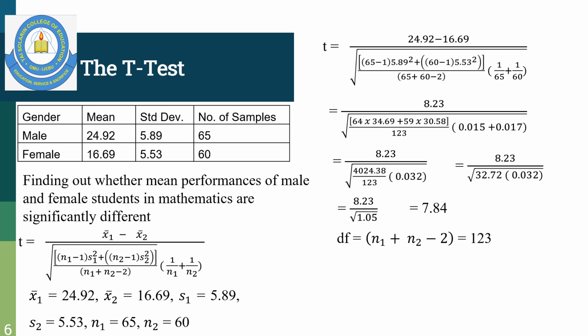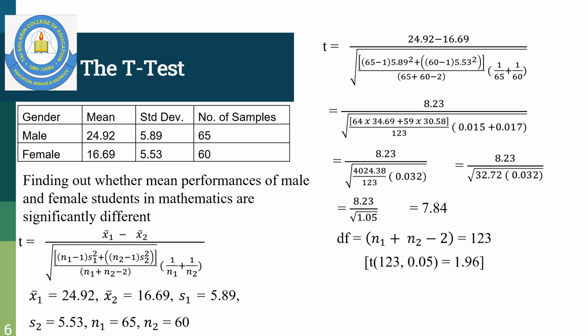7.84. So to check our table value, we have what we call degree of freedom. The degree of freedom is n1 plus n2 minus 2. And if you do that, you are going to get 123. So we are going to check the table value at the 0.05 significance level.